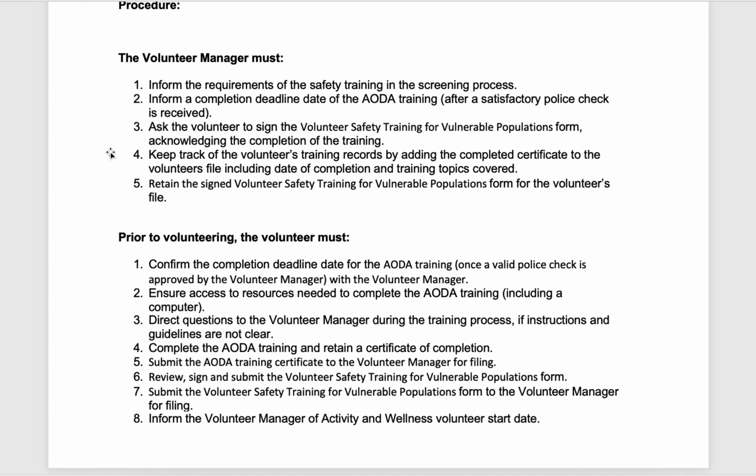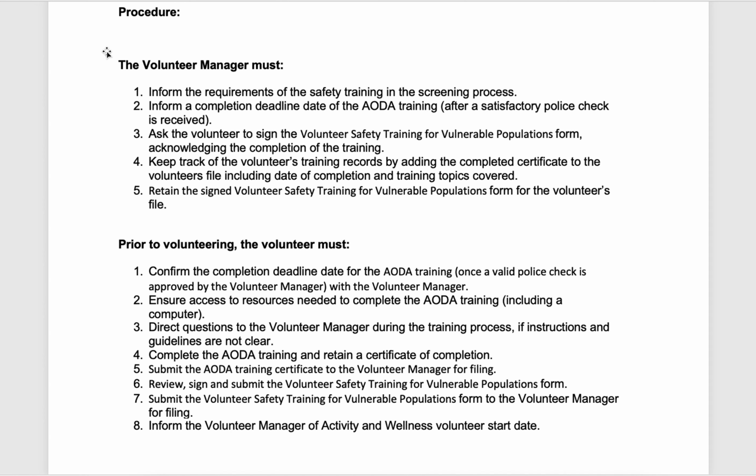When we look at the procedure, this is an example of where they've indicated 2 audiences. So here, the volunteer manager is the audience and what they must do because there are legal consequences for not following it. 5 quick sentences, all starting with an action verb and their action steps. They've also combined it with the volunteer's expectations. So again, prior to volunteering, the volunteer must. And here they have 8 steps, all single sentences explaining how to carry out the policy and procedure.